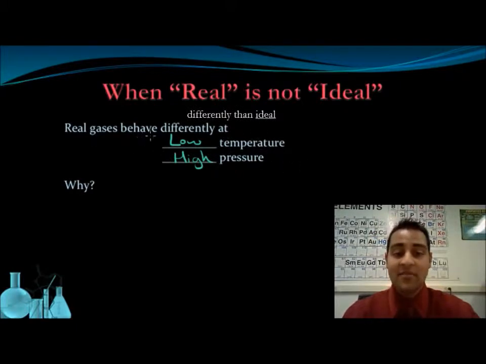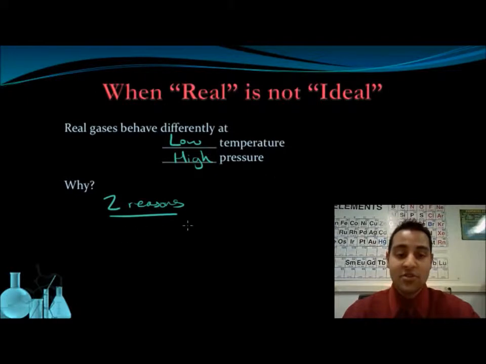Now this differently means different from ideal. Real gases behave differently than ideal gases when either the temperature is low or the pressure is very high, or both. And there are two reasons why it falls apart in these cases. There are two reasons why the behavior of real gases deviates from the behavior of an ideal gas at these conditions.